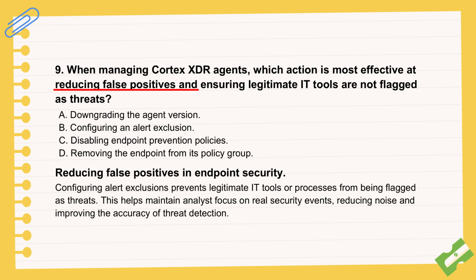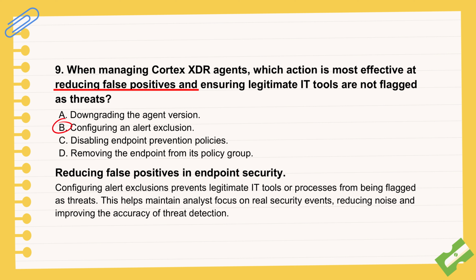Well, our source points to configuring an alert exclusion. This action basically allows the XDR agent to ignore certain legitimate tools or applications that you know are safe, things that are part of your normal operations. So, for example, if your IT team uses a specific harmless network scanner or maybe a custom internal application, you can tell XDR not to flag it as a threat, even if its behavior might, on the surface, look a little suspicious sometimes.